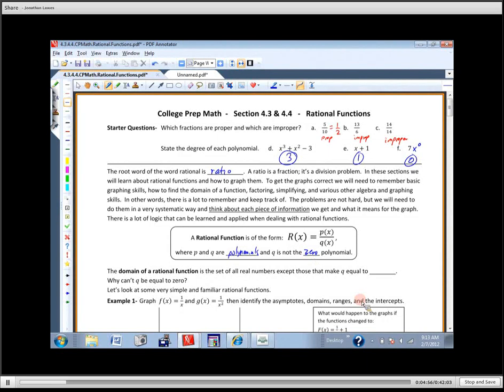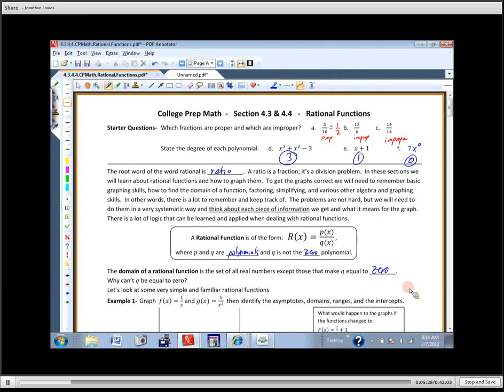Remember, we've got a fraction here, we've got division. Division always introduces a domain issue. You can't divide by 0. And that's really what's going to make these graphs look kind of cool. As long as you've got a polynomial divided by a polynomial, you've got a rational function. The domain of the rational function is the set of all real numbers, because if these two are polynomials, you can plug anything you want into a polynomial except what makes q equal to 0. Those are the numbers that we're going to have to throw out.